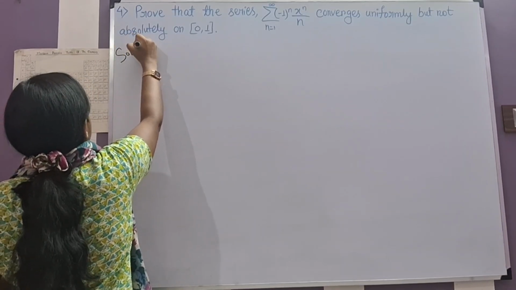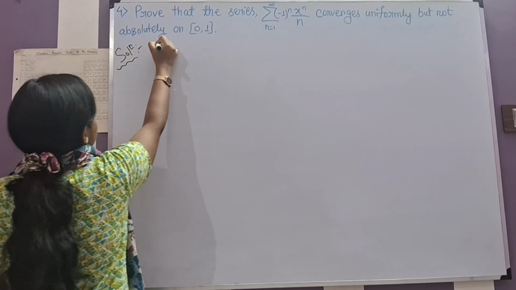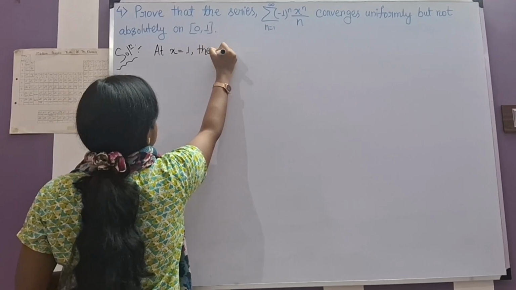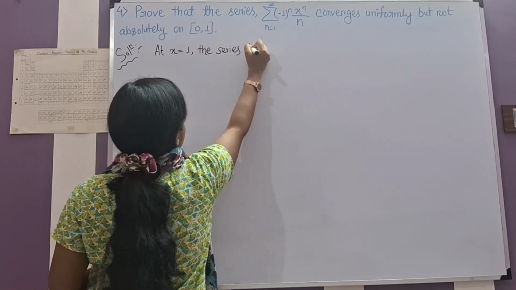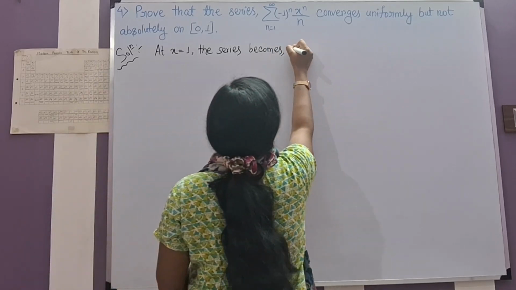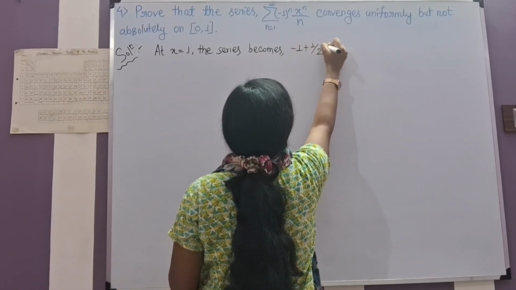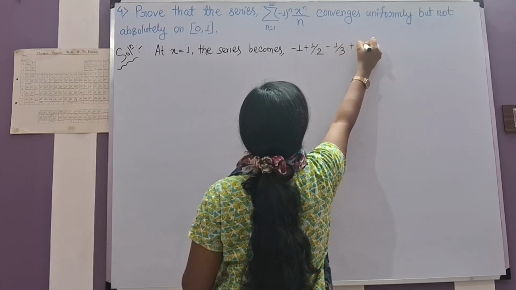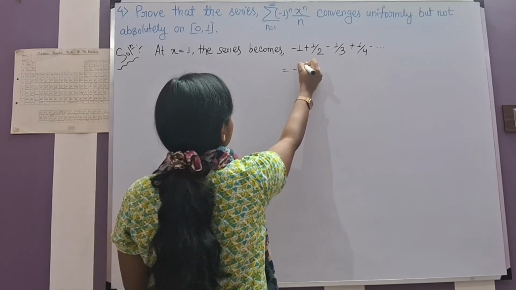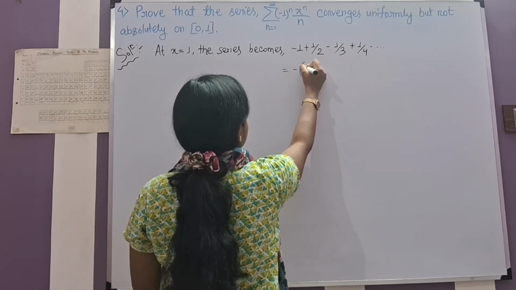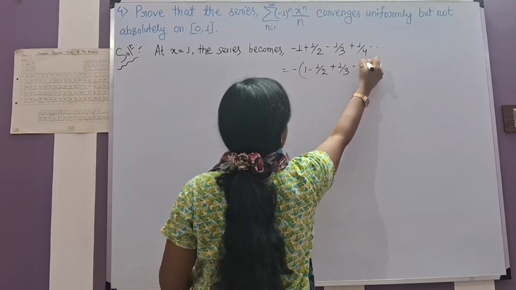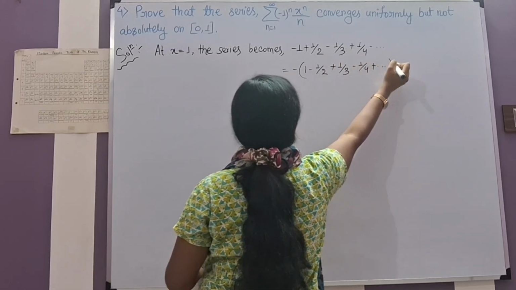Now we are going to solve this numerical. So at x equal to 1, the series becomes: what does the series become? Minus 1 plus 1/2 minus 1/3 plus 1/4 minus and so on. This is equal to minus, taking it out as common, (1 minus 1/2 plus 1/3 minus 1/4 plus and so on).